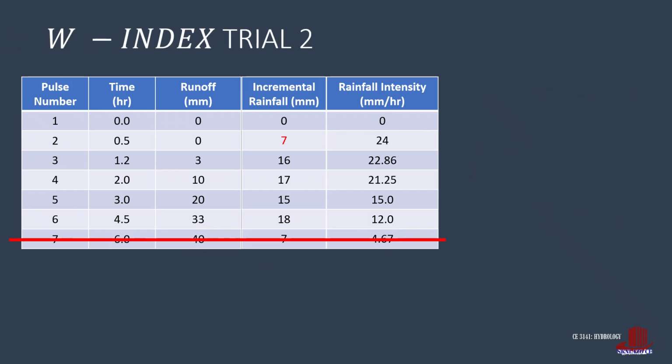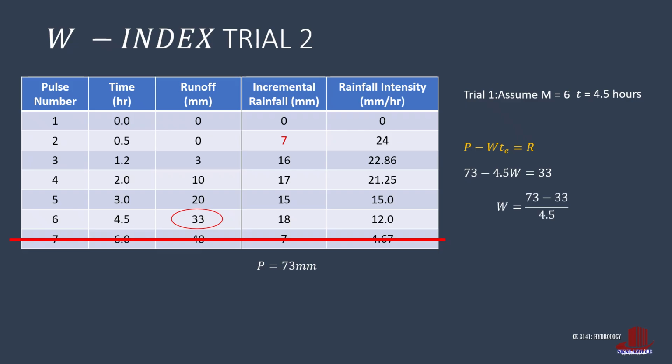For the second trial, take out the 7th pulse, now working on 6 pulses with a duration of 4.5 hours. Using the same function, solve for the precipitation as the summation of the incremental rainfall, which turns out as 73. The runoff after 4.5 hours is 33. Plug these values into the function, making 73 minus 4.5W as equal to 33. W is then 73 less 33, all upon 4.5, and this is simplified as 8.89.